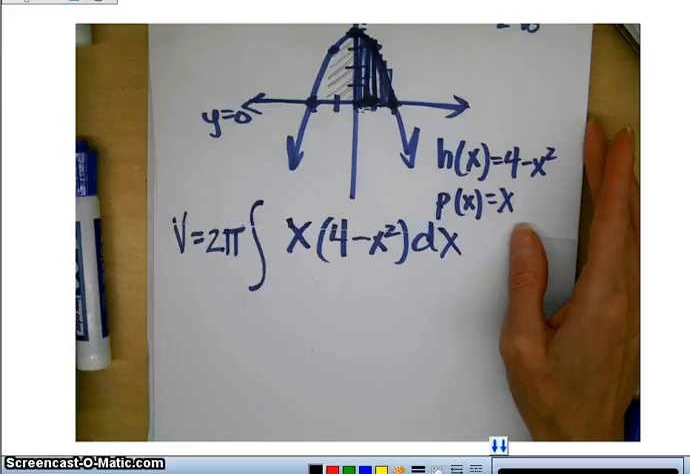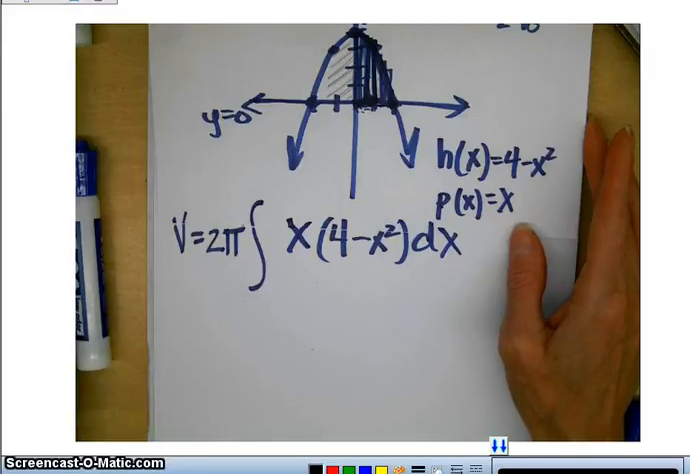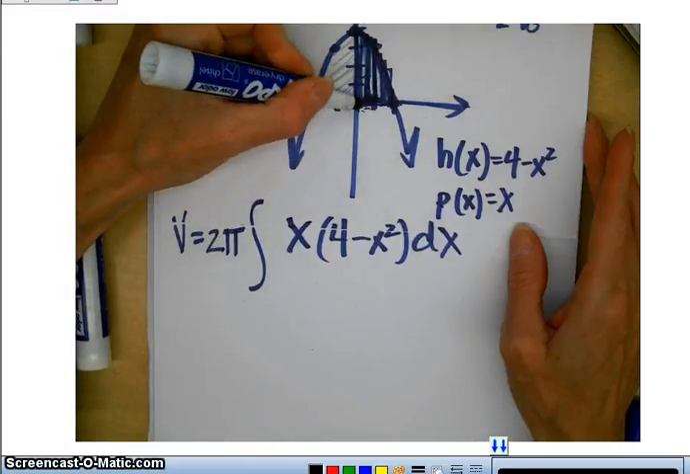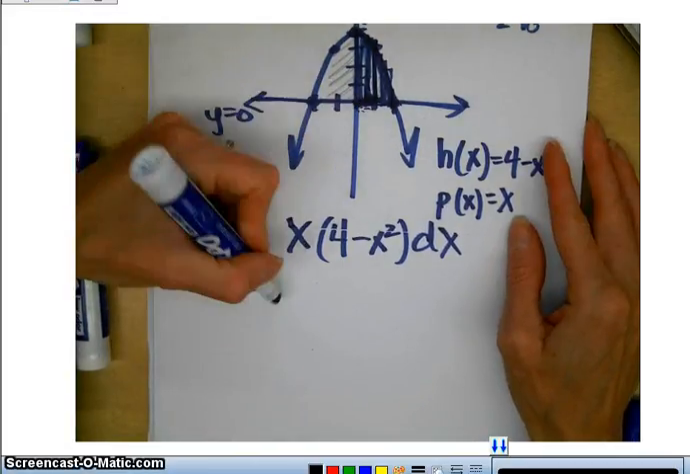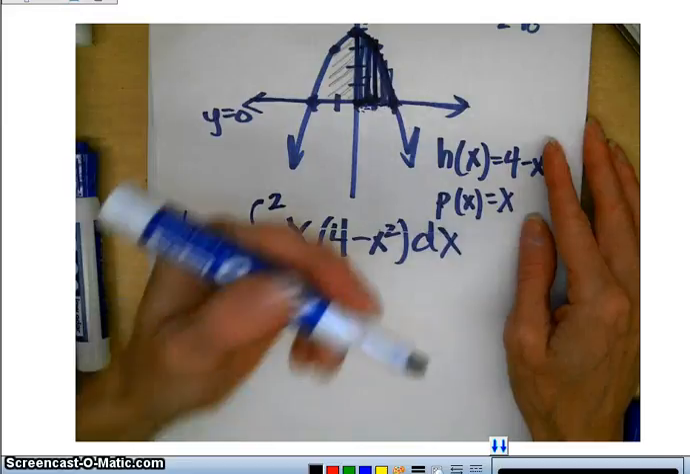Thank you. So I guess one thing, what haven't we figured out here yet? The limit. So where does this area start? 0 to 2. And then you would integrate this. The final answer, if you do it on your calculator or by hand, you should get 8 pi.